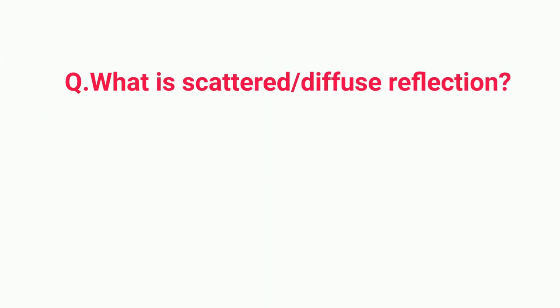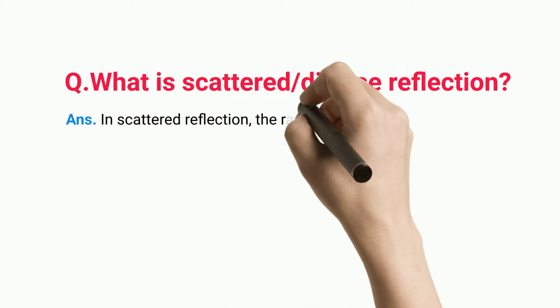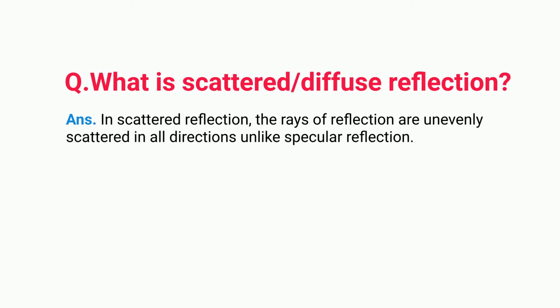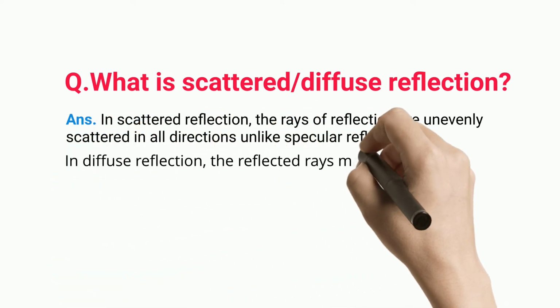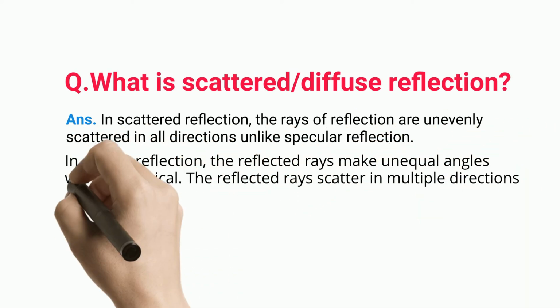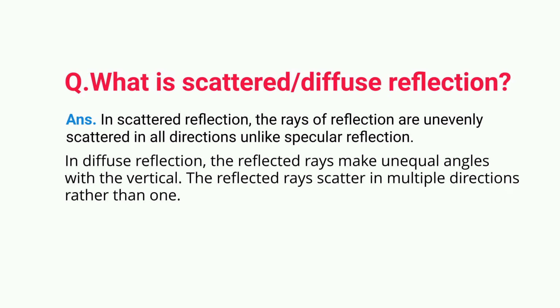What is scattered or diffuse reflection? In scattered reflection, the rays of reflection are unevenly scattered in all directions, unlike specular reflection. In diffuse reflection, the reflected rays make unequal angles with the vertical. The reflected rays scatter in multiple directions rather than one.